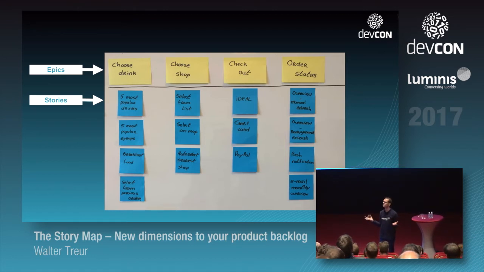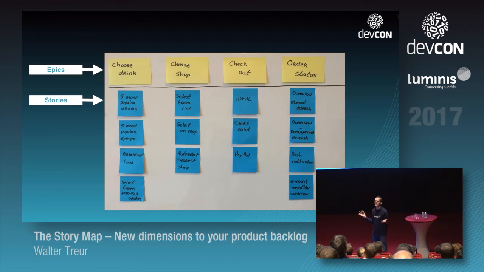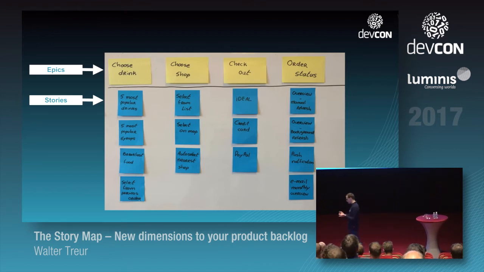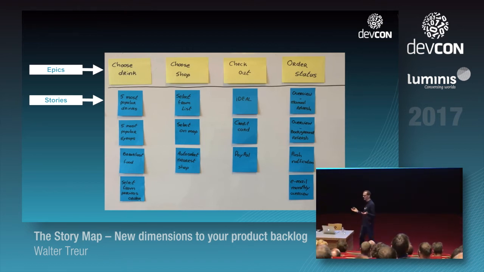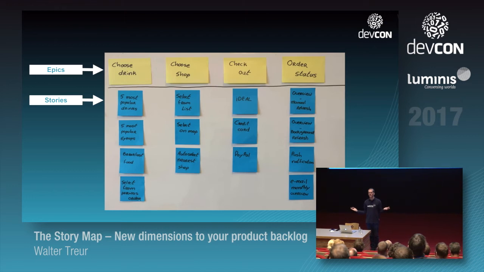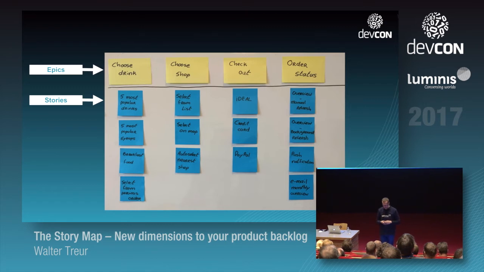What was an epic again? Does anyone know? It's basically just a large user story, right? Something that we think of in terms of something that the user wants to do, but it's too large to implement in one sprint, so we would call it an epic. I mean, it's some fancy agile term. It's just a category that you want to use in your product backlog, if you will.